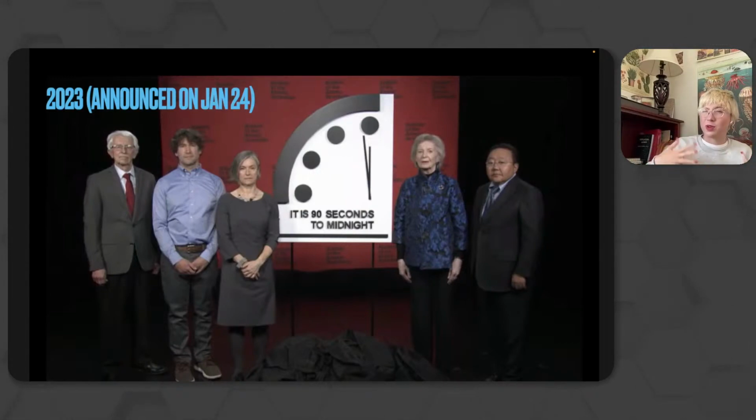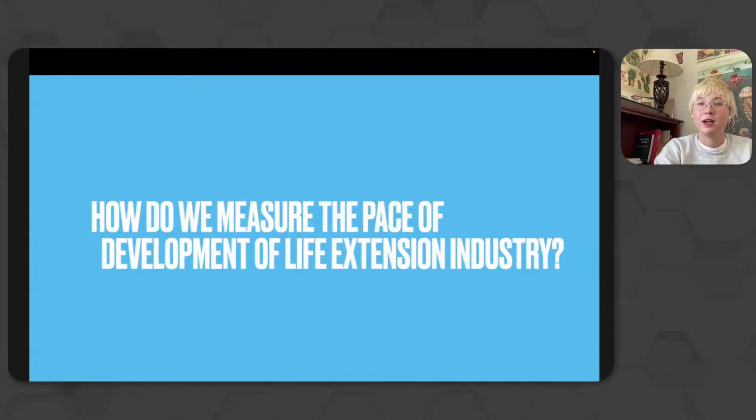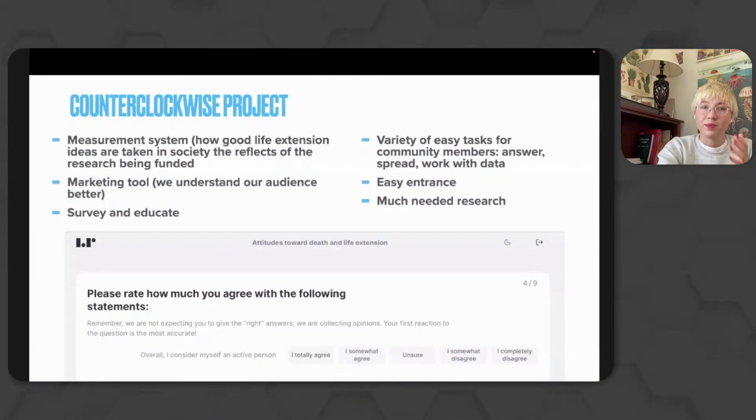And we were trying to come up with a system to measure how optimistic we should be in the field. And this is our theory: we can measure it from the attitude of people towards life and death questions. What do people in general think of the field? Do they really know about it? Are they interested in it? Because if people are interested in life extension dramatically, if they understand it the way we do, then this will affect the funding on the governmental level, and this is what we need. Well, we think so. So how do we measure the pace of development of the life extension industry? This is our Counterclock project. So yeah, this is the measurement system.